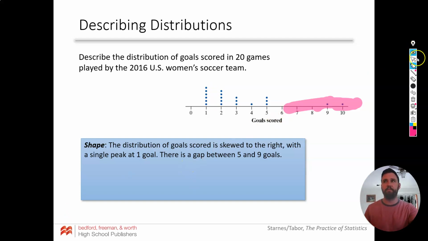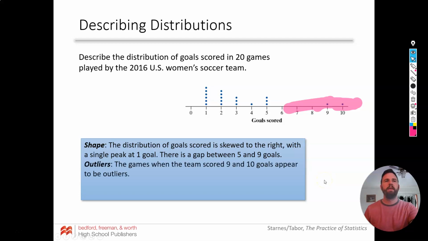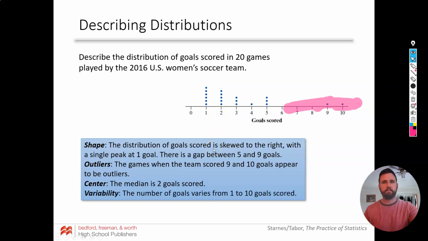That's our center. So currently we have our shape, we have our peak, a gap between 5 and 9 goals. Outliers: we have outliers when they scored 9 or 10 goals. The center, we would say the median is 2 goals scored, because that would be our center of this data. And our variability, we would say the goals vary from 1 to 10 goals scored.